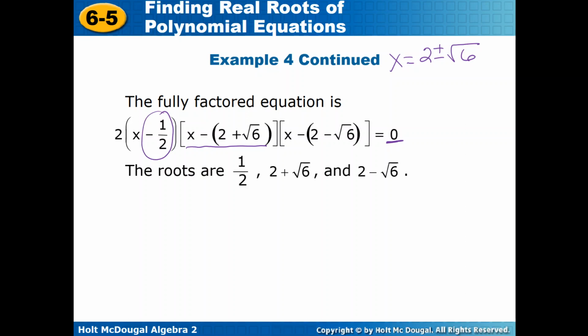All right, we actually have to put it back in. So the roots of our problem are going to be 1/2, 2 plus square root of 6, and 2 minus the square root of 6.